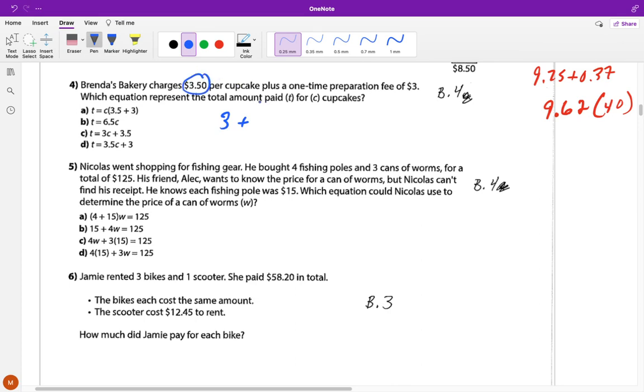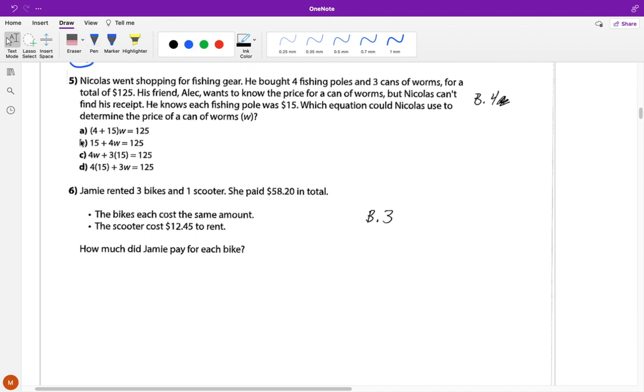So it's telling you if I order 1 cupcake, it's $3.50. If I order 2, it's $3.50 times 2. If I order 3, it's $3.50 times 3. So we can then say plus 3.5, and C is representing our cupcakes. T is representing her total cost. So it will be T is equal to 3 plus 3.5C, because for every cupcake that you make, you're paying $3.50, and on top of that, you have to pay $3 every single time as well. So this will be equivalent to D.